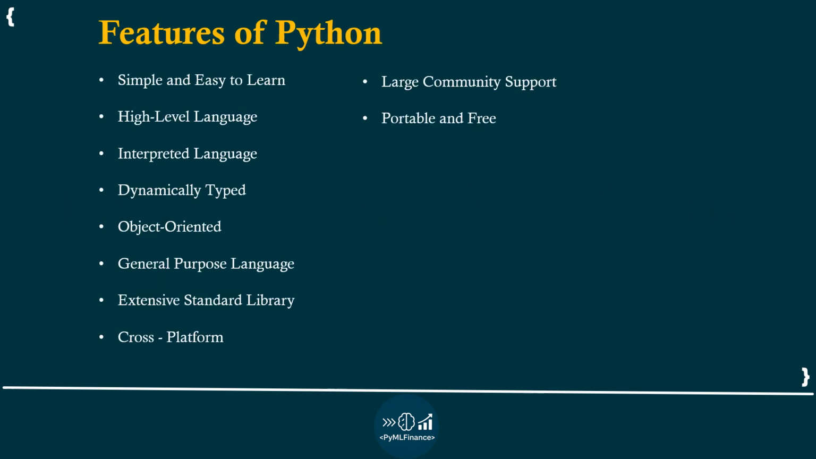So, the first feature of Python is it is simple and easy to learn. Python syntax is clean, readable, and similar to plain English language. The next feature is that it is a high level language, so Python is able to handle complex low level operations in the background. We do not need to worry about low level details like memory management, so Python does it automatically in the background.